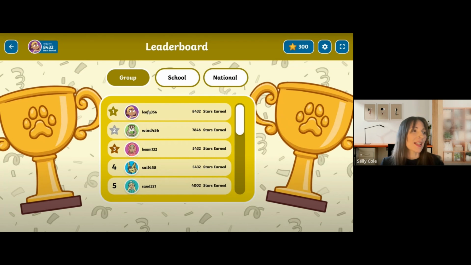Another thing to say about this is that the stars are rewarding gameplay and how often and regularly you're playing. It's not so much that the children who are the highest attainers will necessarily be at the top of the leaderboard. It's those children that are putting in the effort. So actually anybody can be at the top of that leaderboard, and I think that's really lovely. It should motivate all learners.